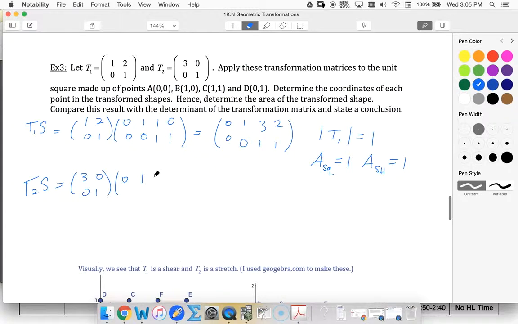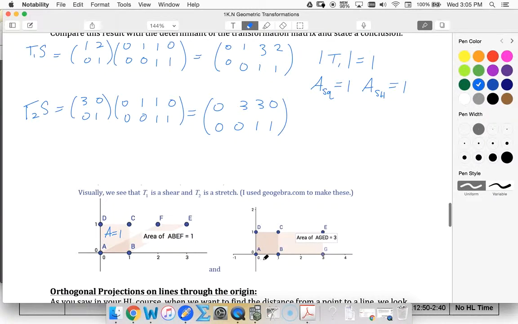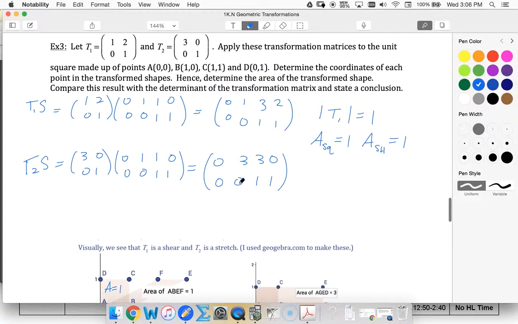All of my x coordinates are going to be multiplied by 3. So 0, 3, 3, 0. My y coordinates are going to stay the same. So if I look at what happens here, now I've taken my square and stretched it into a rectangle. I've got 3 by 1, so the area is 3. Old area is 1. Determinant is 3.